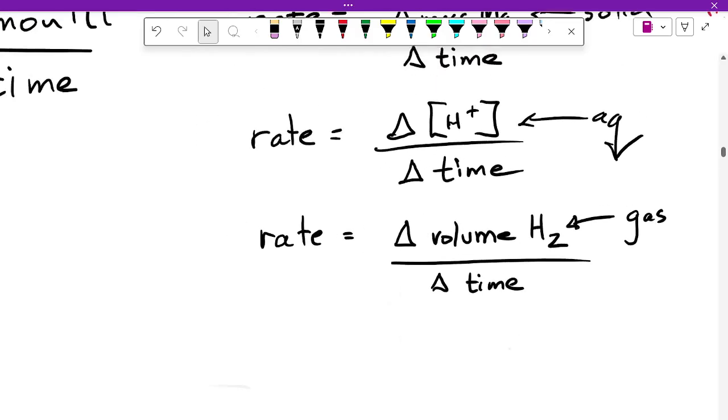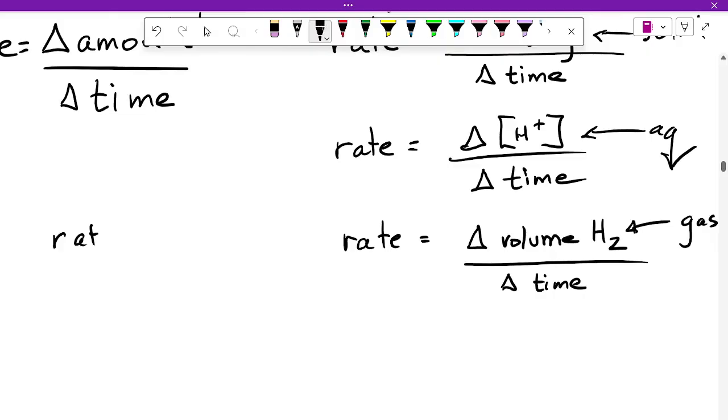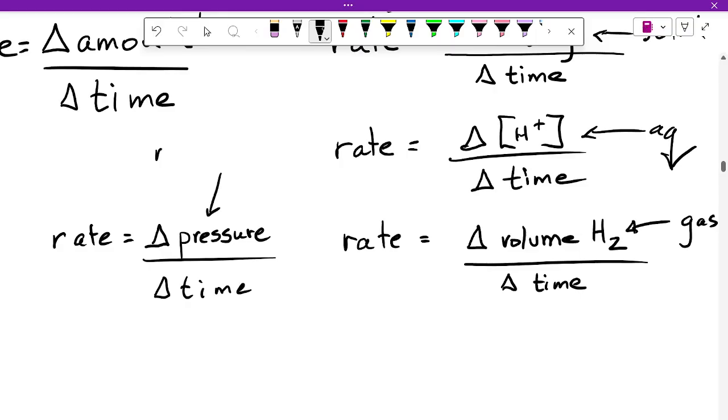Okay, so if you have a gas, you could also do rate is equal to a change in pressure over a change in time. And we can use that because we make a gas. How do you measure the pressure? Basically, what you do is you have to have a closed system where the gas does not just escape. Then you put a pressure gauge on it, so it will actually measure how much push there is on the container.